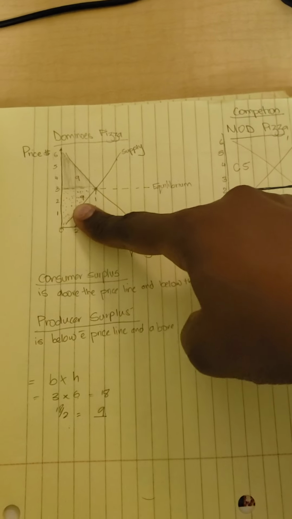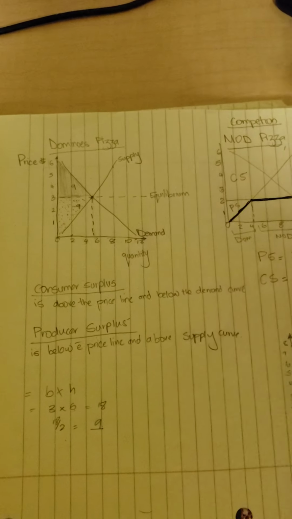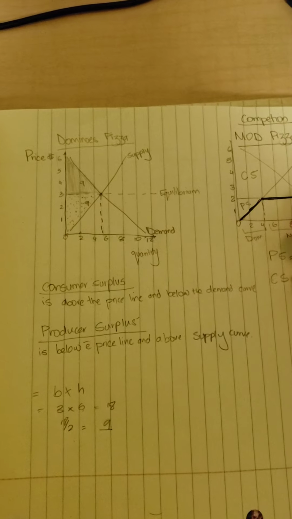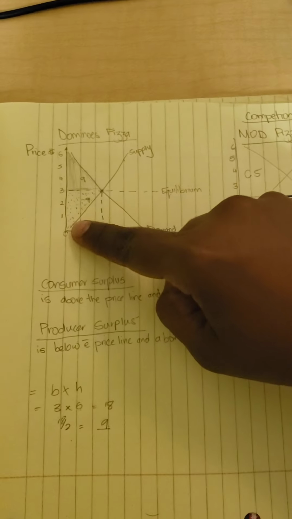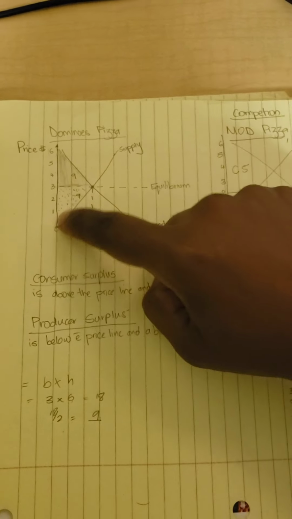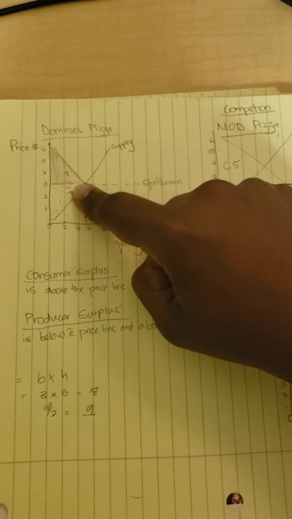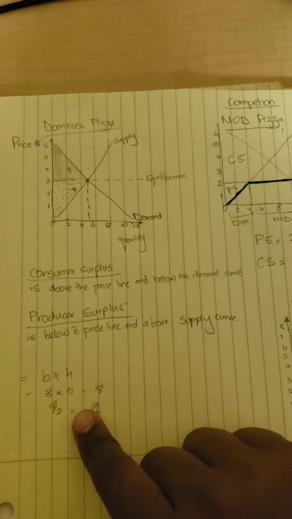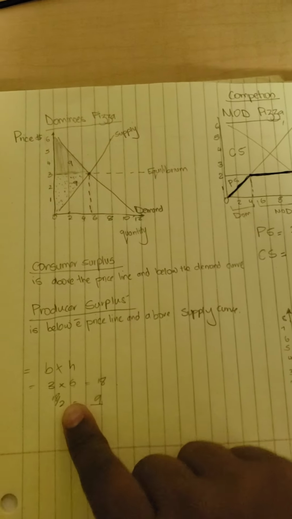And the producer surplus, this area over here, is defined as the area that is below the price line and above the supply curve. So this is the supply curve. So this area above the supply curve, right? And then, as you can see, the shape is basically a triangle. And you calculate a triangle as base times height divided by 2, right?